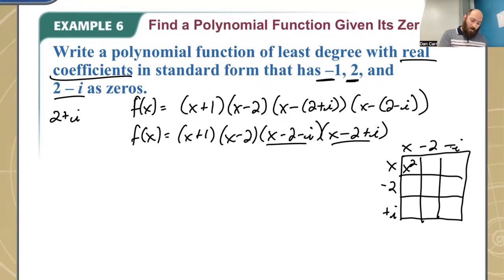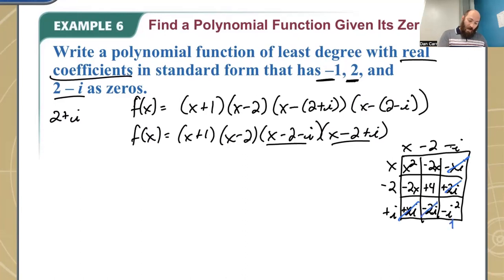So I'm going to have x squared, -2x, -xi, -2x, +4, +2i, and then +xi, and then -2i, and then -i squared. So what's nice about this is with the way I have it set up, I can start getting rid of some of these things like -xi and +xi. Those are gone. +2i and -2i. Those are gone.